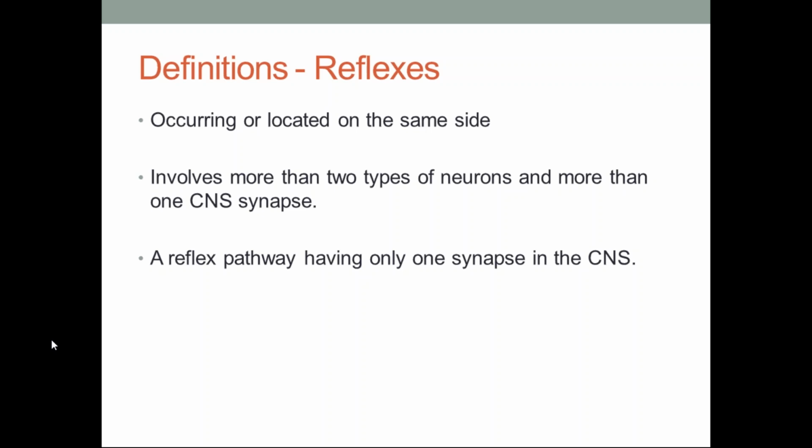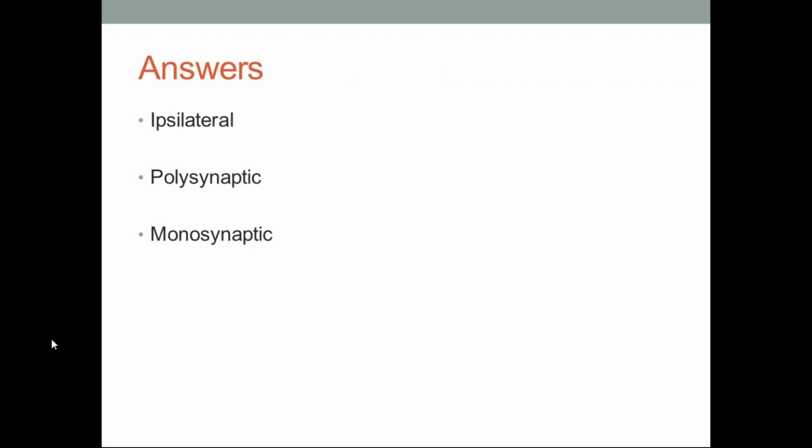So if it's on the same side, it's ipsilateral. If it's on the opposite side, it's contralateral. If it has more than one synapse, it's called polysynaptic. There's only one that's monosynaptic, and we know that's the stretch reflex, right? Considered monosynaptic.